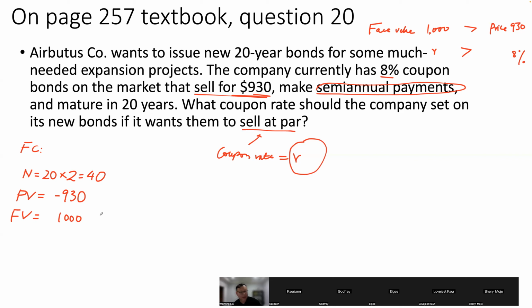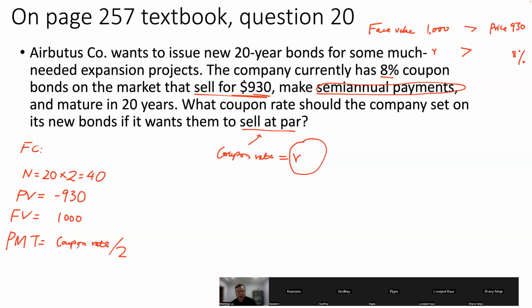Positive. Thank you. Okay. Now I want to know the payment. Okay, payment, PMT. Payment is the coupon payment, right? So coupon payment equals the coupon rate divided by 2, right? Because the coupon rate by quote is the annual rate.